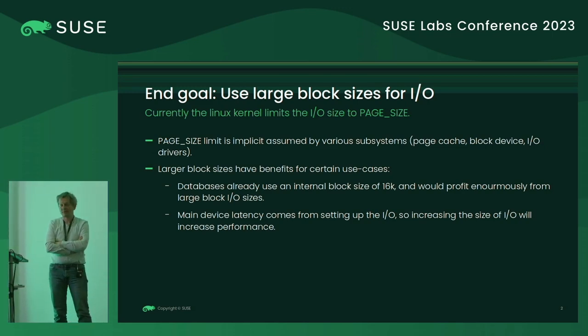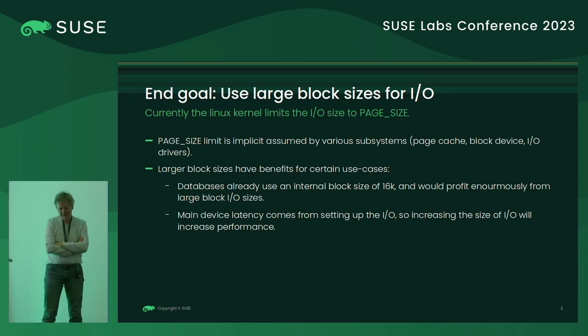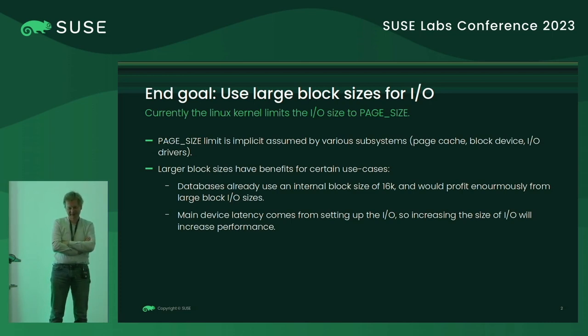Well, as you might or might not know, currently the Linux kernel has a limitation of the size of individual I/O it can do. So currently, the Linux kernel can only do I/O up to page size, meaning the size of the hardware CPU page. And that is, well, essentially hard-coded in quite some crucial subsystems. Most notably the page cache, but also block devices, some I/O drivers, and so on and so forth.